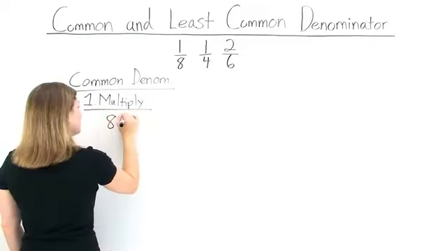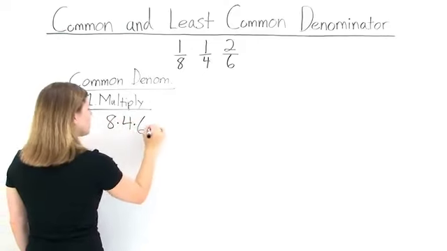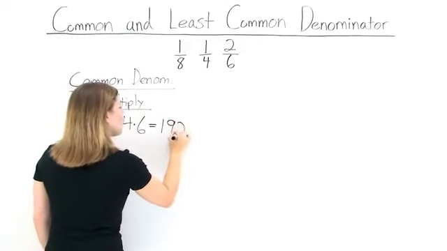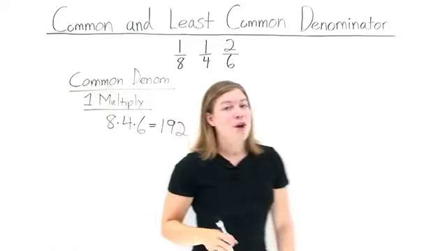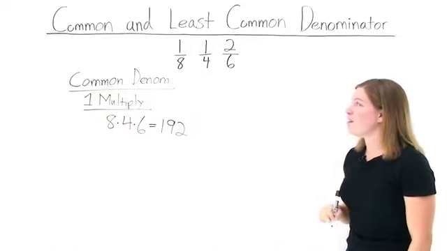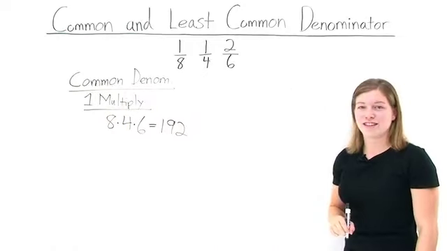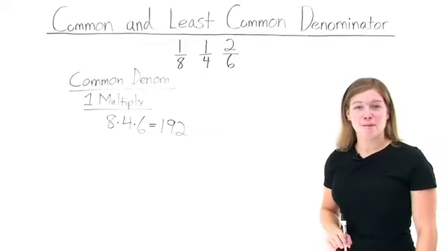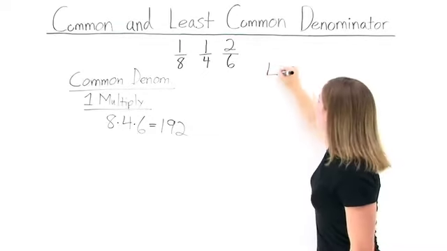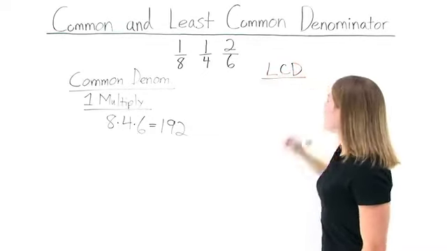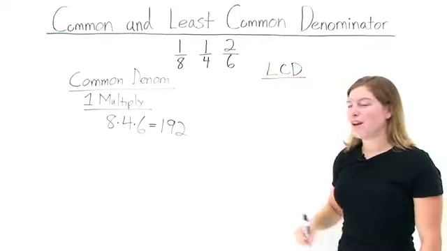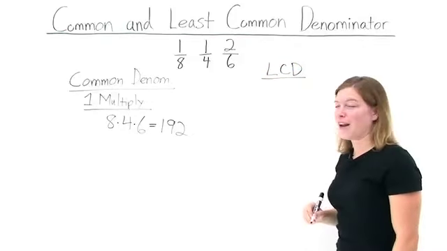So, 8 times 4 times 6. That equals 192. So, 192 is a common denominator of these three fractions. Now, what about finding our least common denominator? Well, the least common denominator, or LCD, is the smallest denominator that these three fractions have in common.